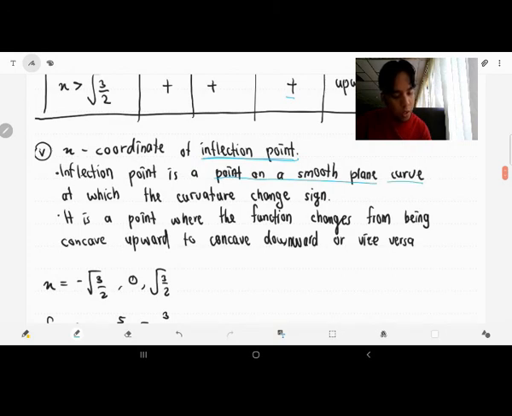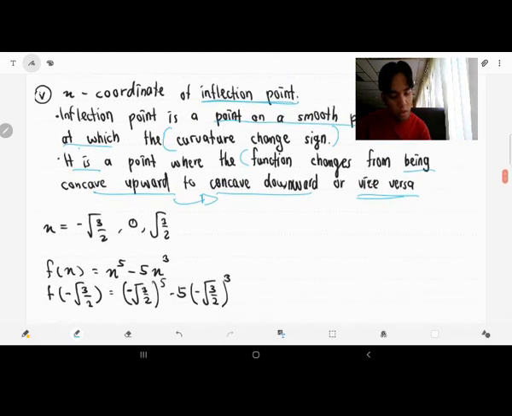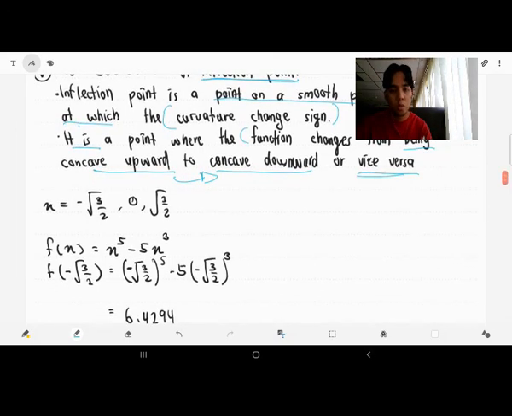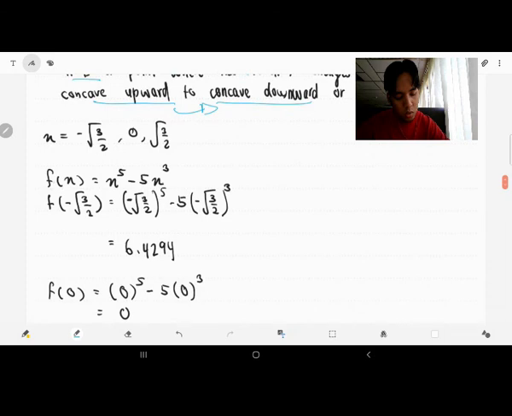So by looking at this table, we can find the x coordinate of the inflection point. The inflection point is the point of a smooth plane curve at which the curvature changes sign. In simple words, it is a point where the function changes from being concave upward to concave downward, or vice versa. So we use x equal to negative square root of 3/2, 0, and square root of 3/2.